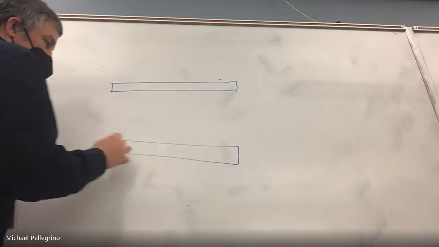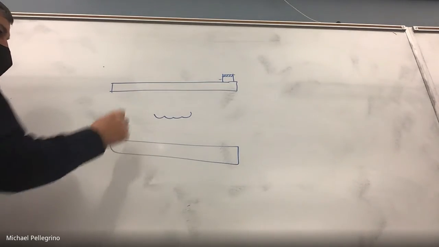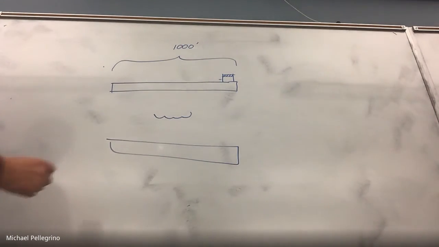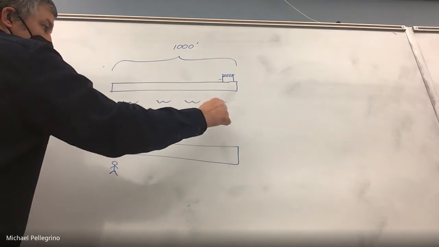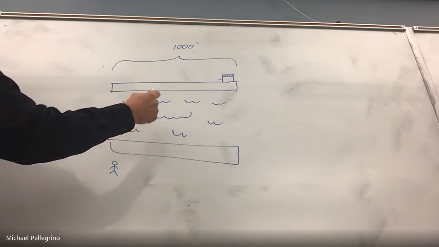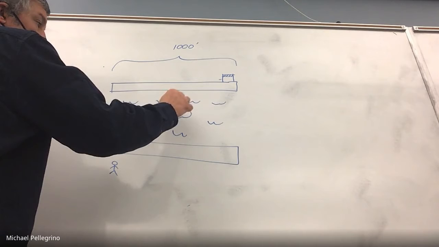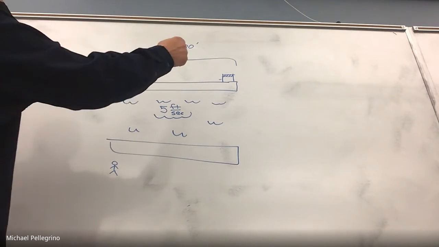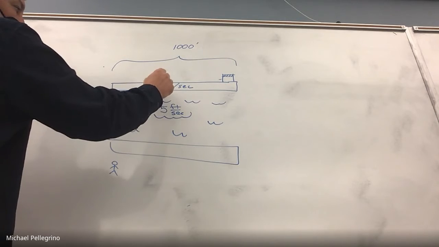So here's the river, right? Here's the finish line. We know that this distance is, I don't know, 1,000 feet, right? And you start over here. You can go through the water at, I don't know, 5 feet per second, we'll say. And you can run at 12 feet per second. Just make it up, or 13, let's do 13. Where should you swim to?